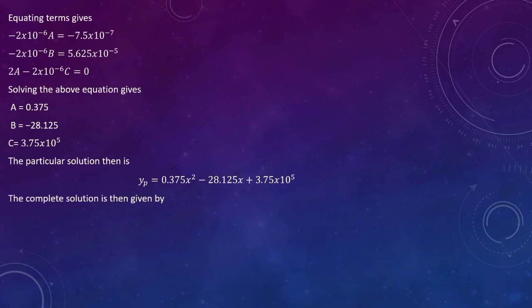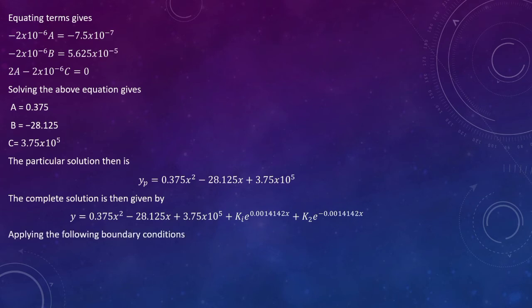The complete solution is then given by y is equals to 0.375 x squared minus 28.125x plus 3.75 times 10 raised to the power of 5 plus k sub 1 e raised to the power of 0.0014142x plus k sub 2 e raised to the power of negative 0.0014142x. Applying the following boundary conditions. So, mao niya itong mga boundary conditions.